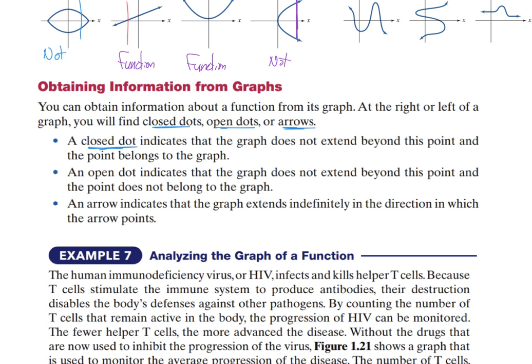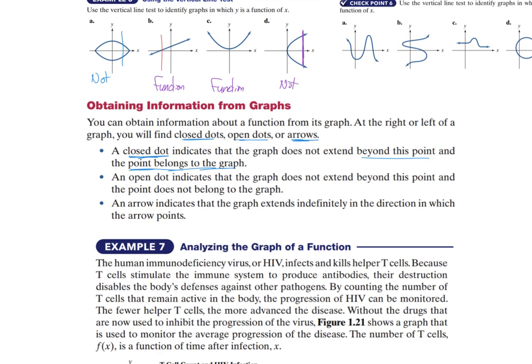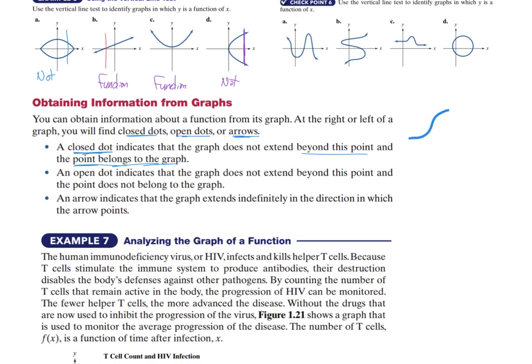A closed dot indicates that the graph does not extend beyond this point, and the point belongs to the graph. So if we have a function like this and a closed dot, that means this is part of the graph, but the graph does not extend beyond that point. If we have an open circle or an open dot, it does not extend beyond this point, and the point does not belong to the graph. And then if we have an arrow, it means it continues indefinitely in the direction in which the arrow points.